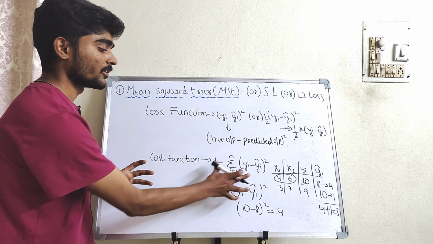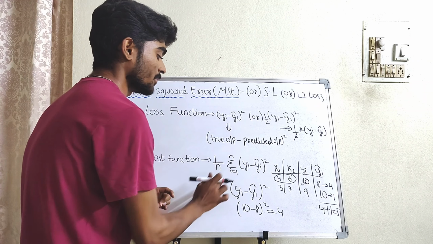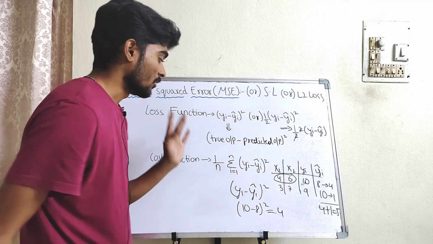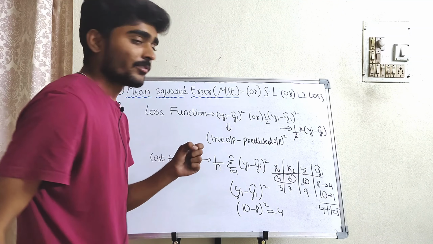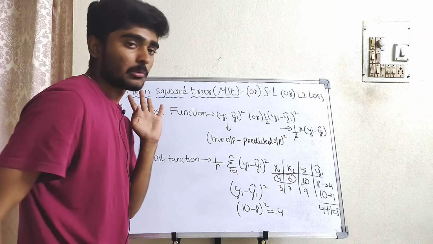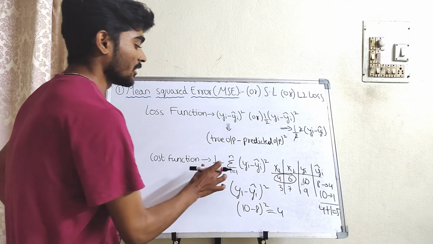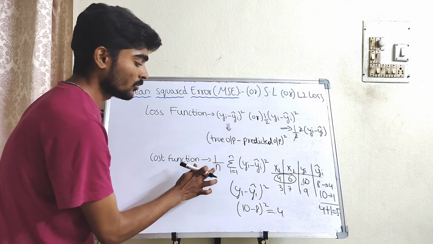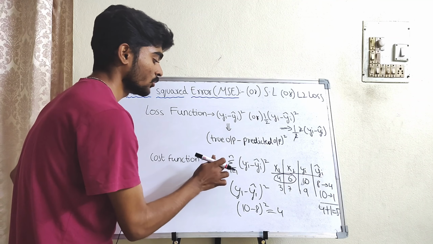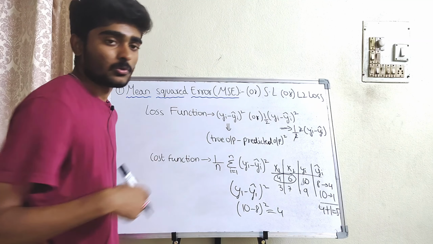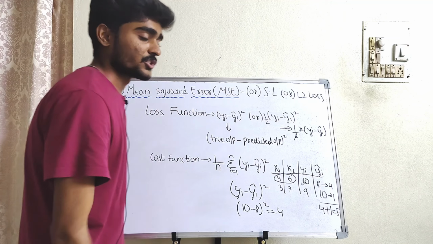That formula is represented over here: 1 by n, summation of i equal to 1 to n, of (yi minus yi hat) whole square. n represents the number of training samples that you are considering for your cost function. For our data, n is equal to 2, that is 1 by 2, summation of i equal to 1 to 2, of (yi minus yi hat) whole square. This is the overall cost function.